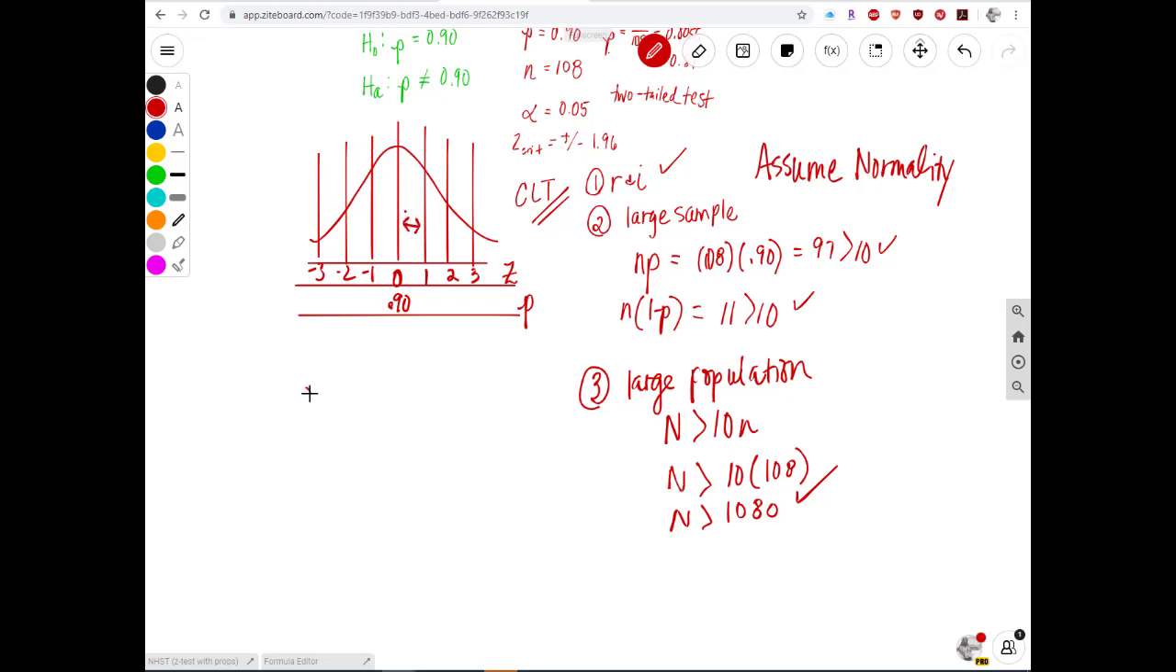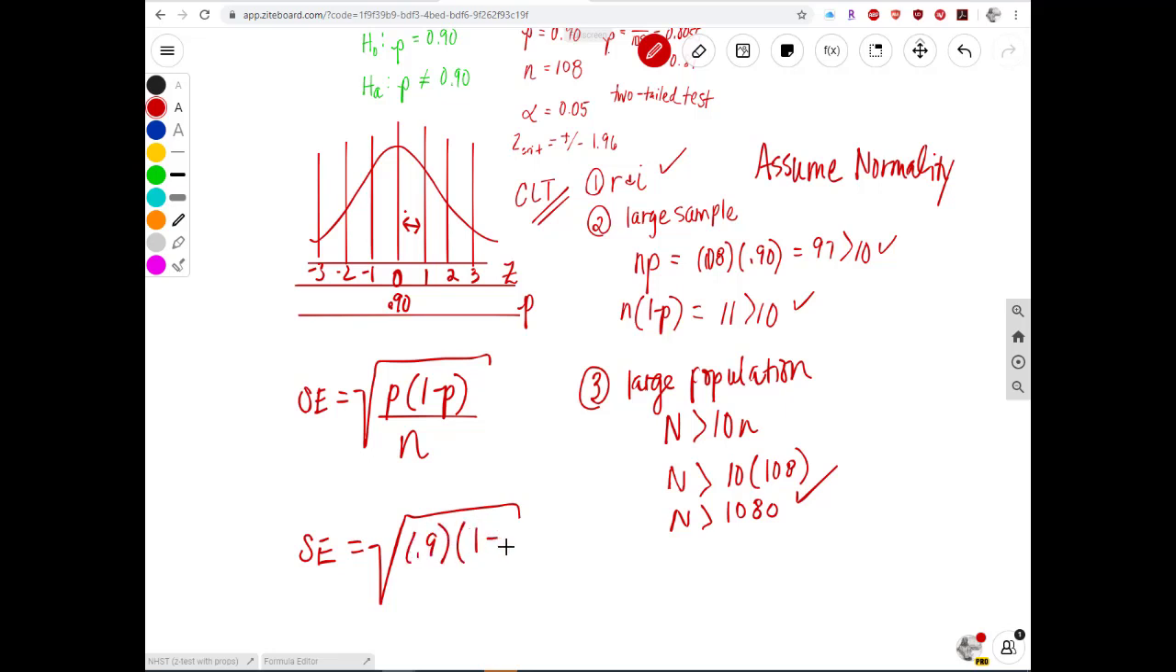Now we need to find this distance. So we're going to find that distance with our standard error formula. And for proportions, this is our standard error formula. It's going to be the population proportion multiplied by one minus the population proportion, divided by the sample size, and then you take the square root of that number. So let's plug stuff in. My proportion was 0.9, 1 minus 0.9, divided by, what was my sample size?